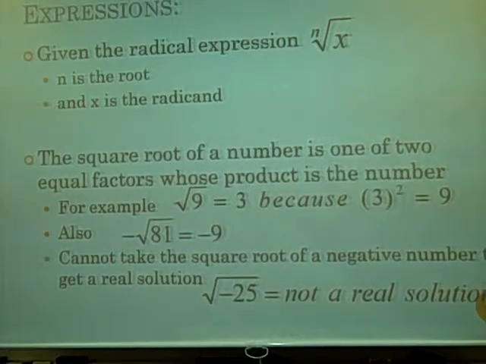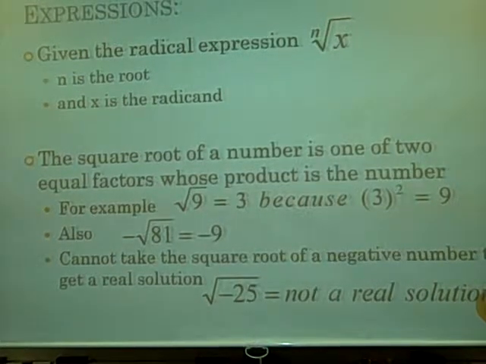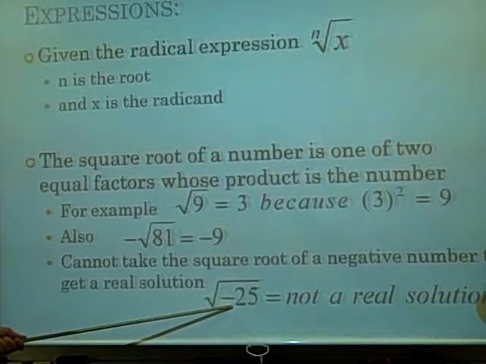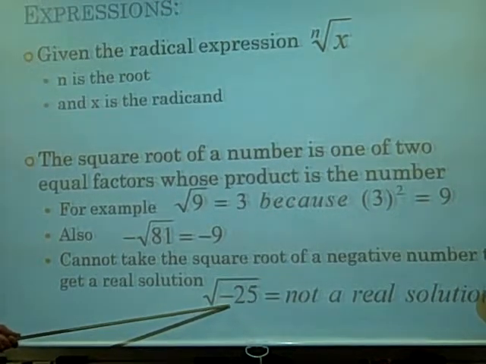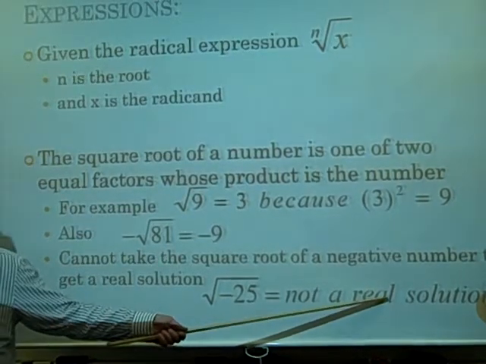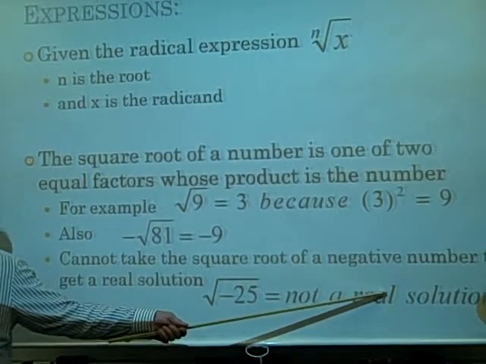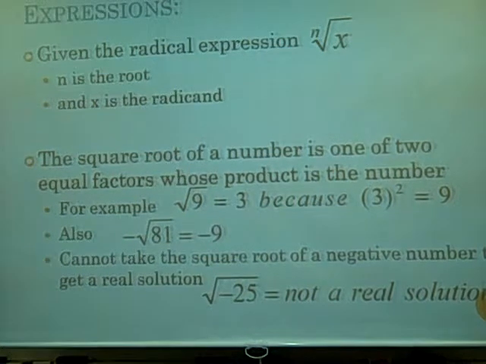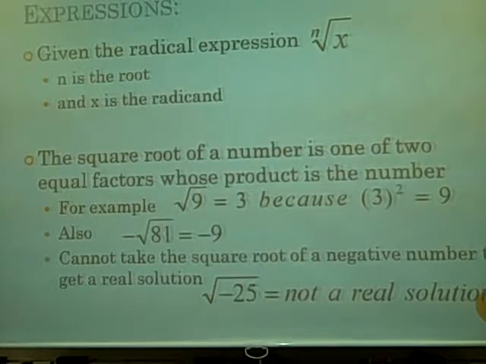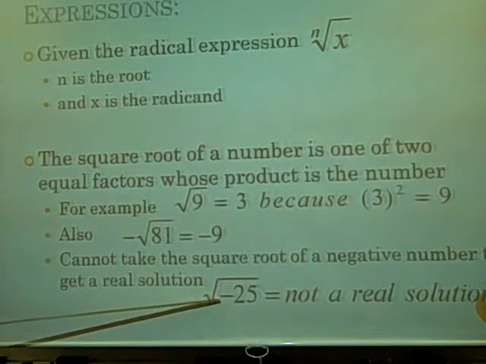Now here we have a negative inside the radical. And we cannot say negative 5 times negative 5 is negative 25, right? Because negative 5 times negative 5 is a positive 25. So there's nothing squared that can give us a negative 25. So that would be considered not a real solution or not a real number. And that gets into the following lesson where we get into what's called imaginary numbers. So we can't do anything with it.